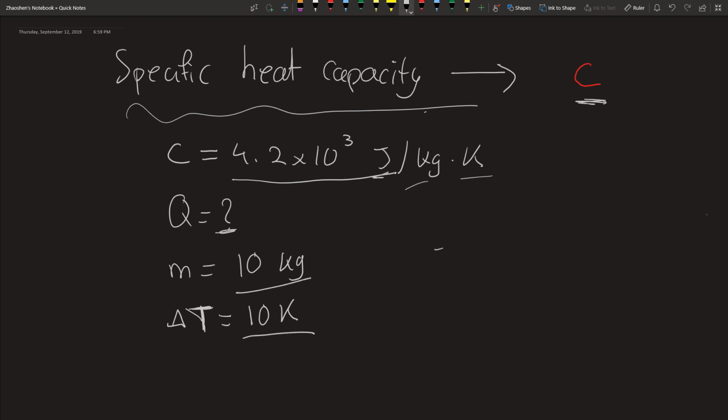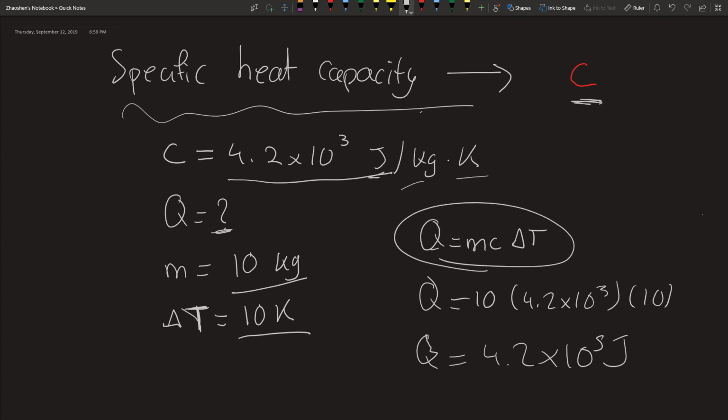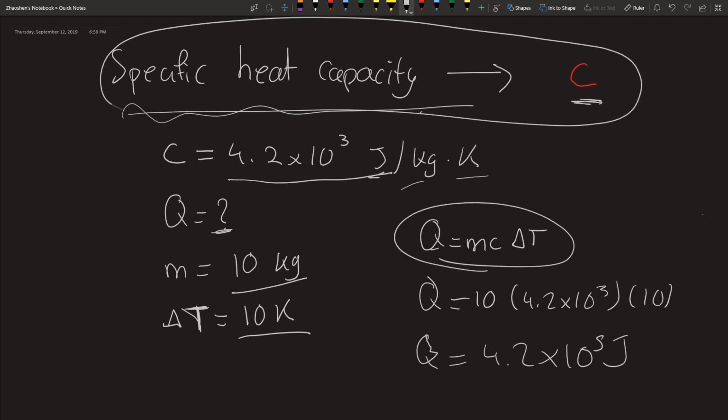We apply the formula Q equals mc delta T. Q is equal to 10 times 4.2 times 10 to the 3 times 10, which will give us Q is equal to 4.2 times 10 to the 5 joules. That is how you use this formula, and that is what specific heat capacity is. I really hope you understood that.